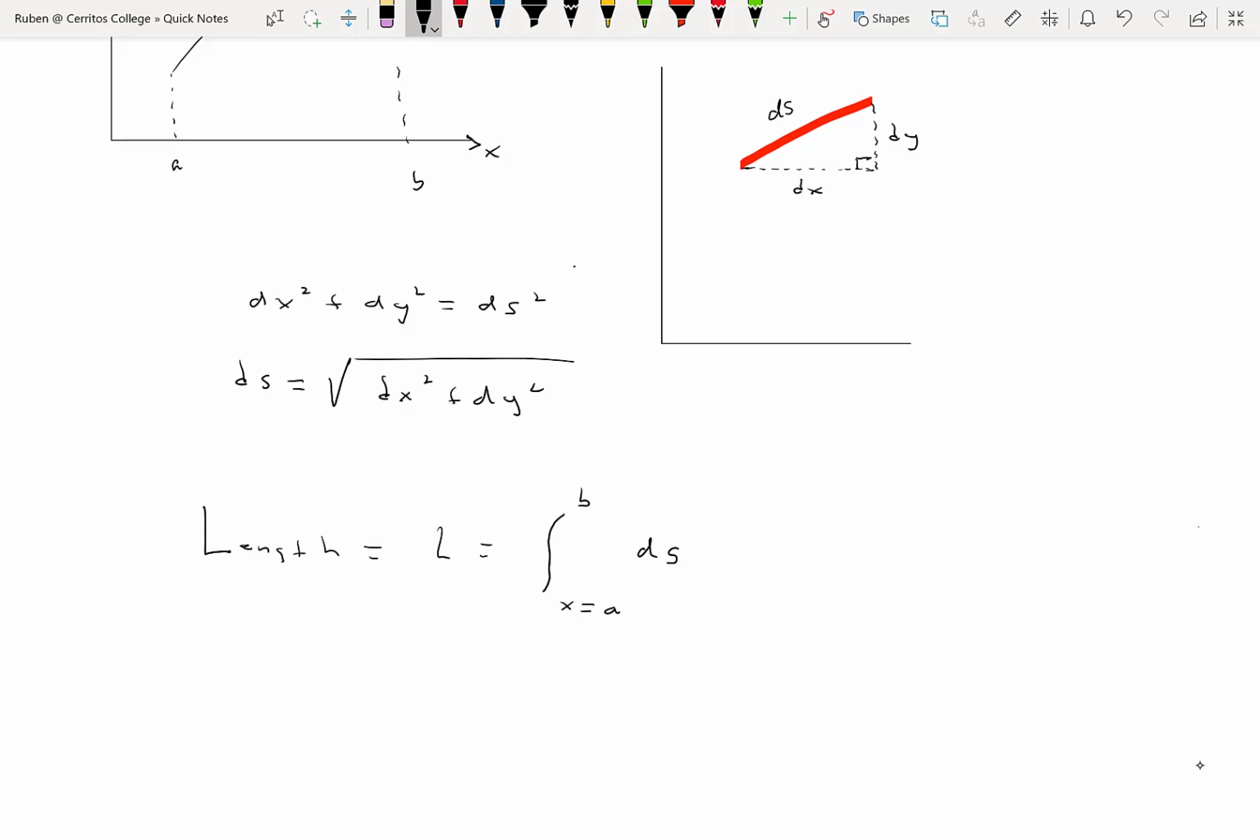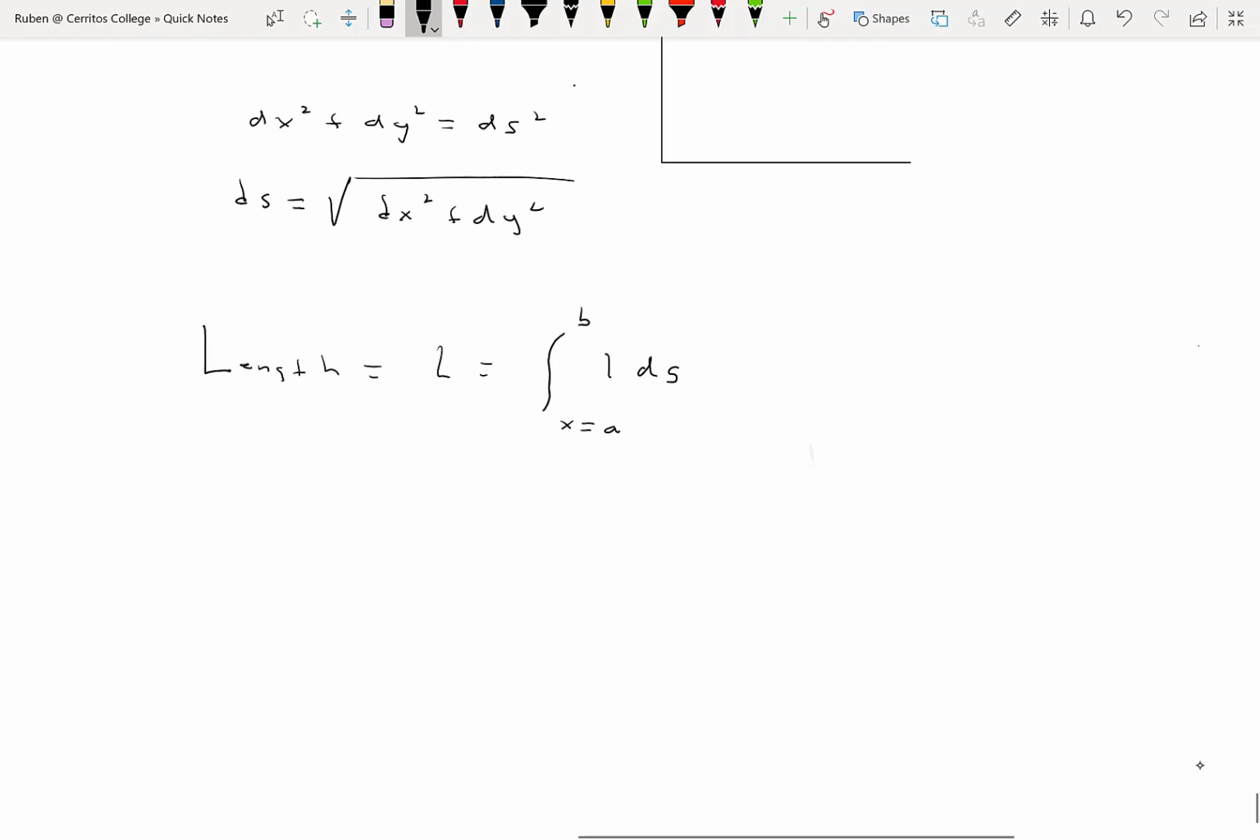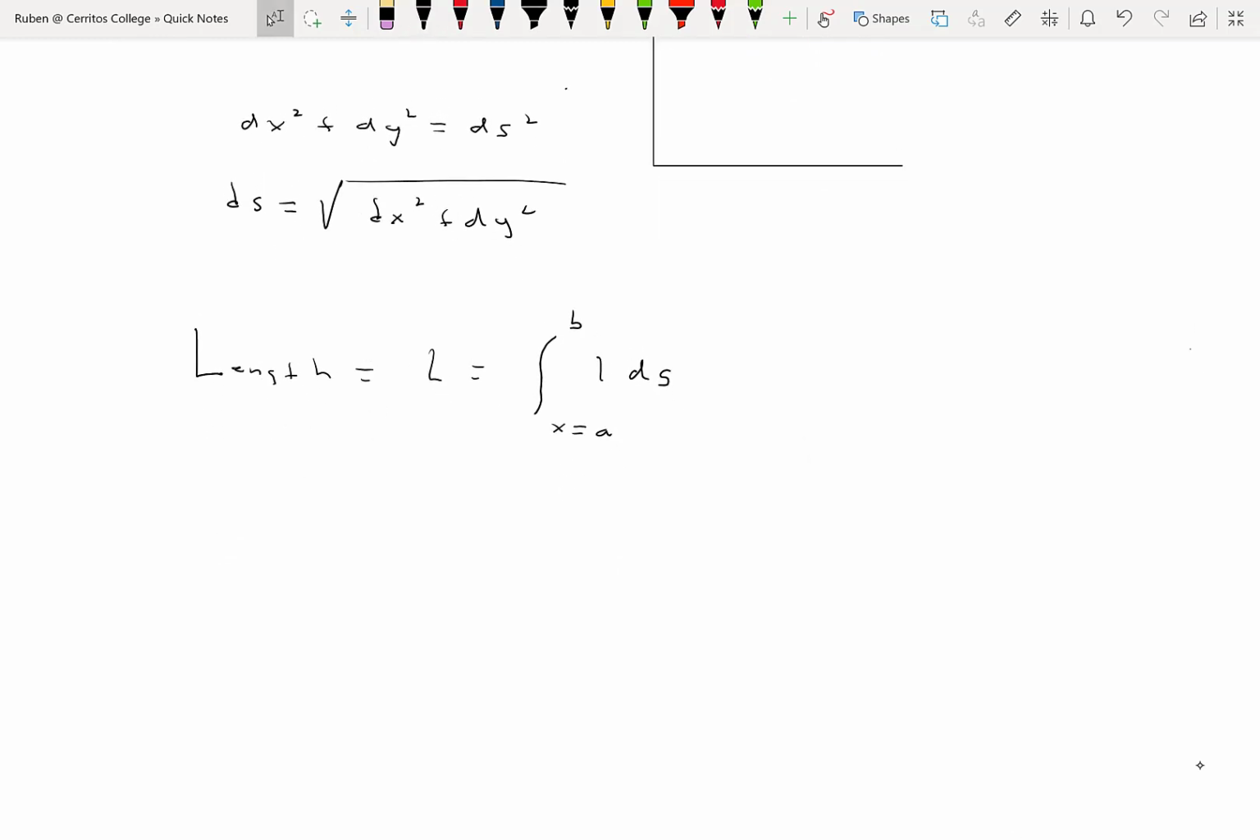Well, it looks like a really nice simple formula. All you have to do is integrate 1 with respect to s. However, you notice the limits go from x equals a to x equals b. So we need ds to be in terms of x. We need to integrate with respect to x. Okay, so let's take a look at what we get.